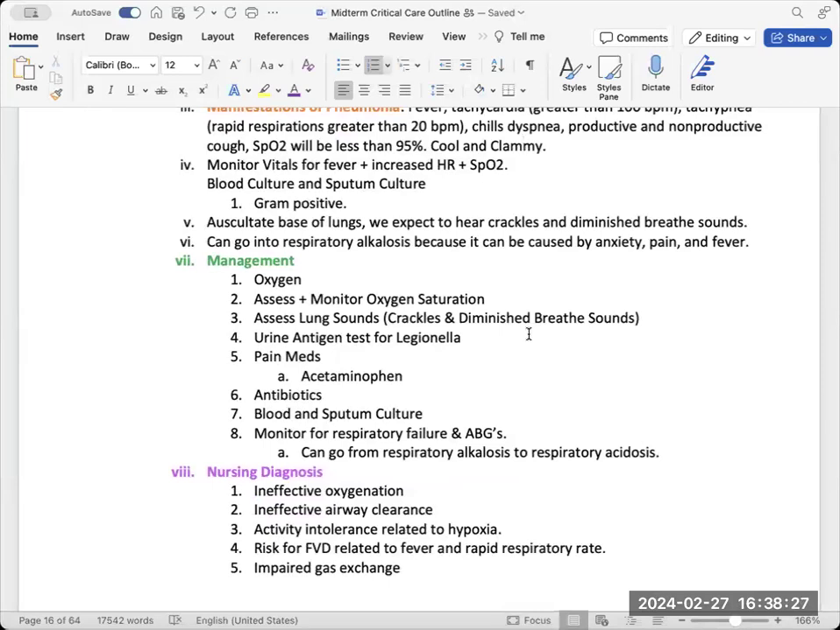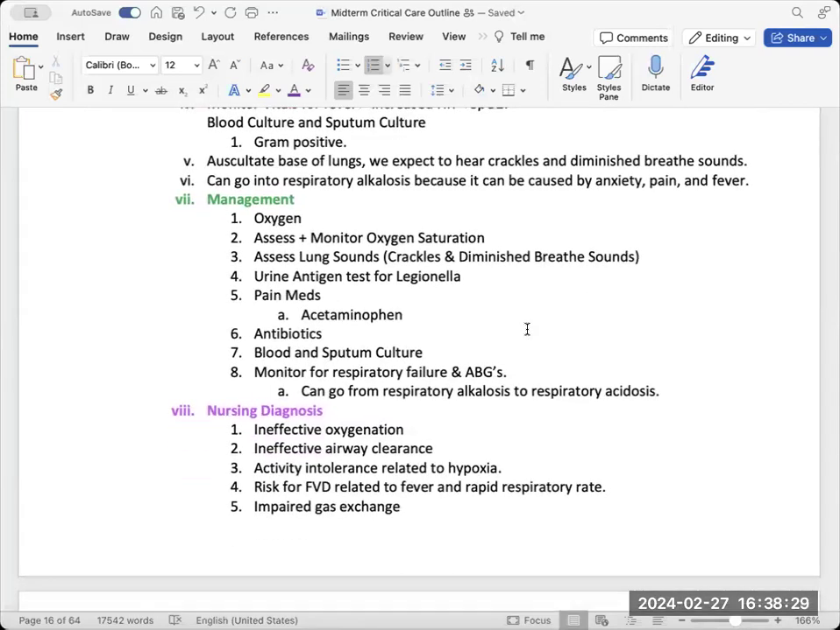We also want to give them oxygen, right? Always assess vitals and monitor oxygenation status. We want to assess lung sounds, right? You already said we expect them to have crackles and diminished breath sounds. She said urine antigen test to test for Legionella, which I looked up. It's basically a type of infection that you can get with pneumonia, so you want to check for this. We want to give antibiotics, right? We said it could be bacterial based. We want to do blood and sputum cultures. We already said that.